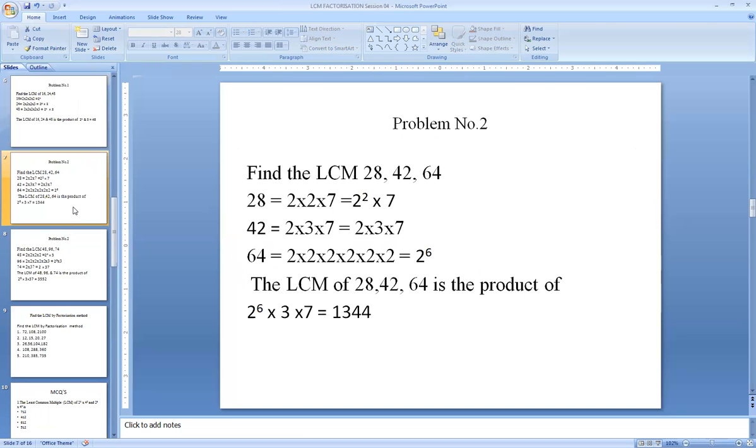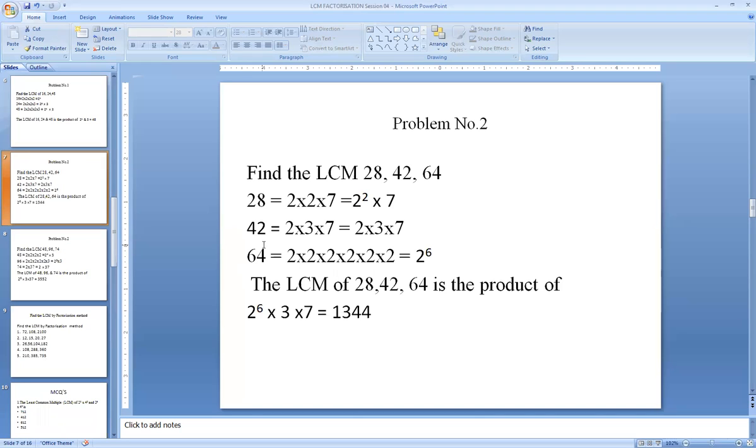Let us see the second question. Here also they have given three numbers. Find the LCM of 28, 42 and 64. This 28 will be divisible by 2 two times, 2 into 2 is 4, then by 7 only one time. So 2 into 2 into 7, it is nothing but 2 square into 7.